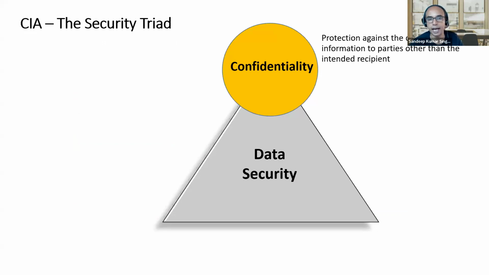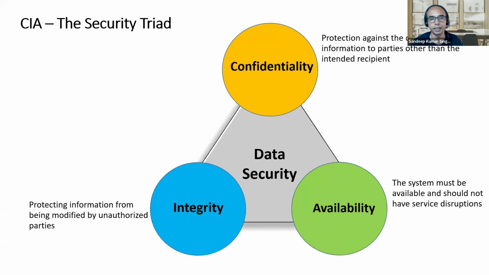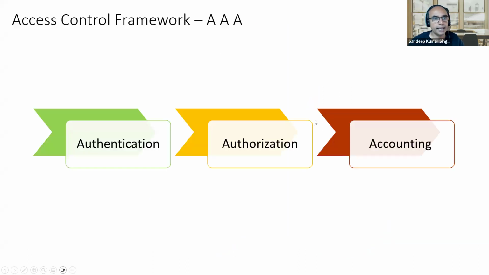CIA, we have spoken so many times, so I'll not go into a lot of detail. Confidentiality is keeping things confidential from access or viewing by unauthorized party. Integrity is keeping data from unauthorized modification. Confidentiality is more of a view or access. Integrity is more about modification, right? Availability is making sure that whatever software system we have built, that is available all the time and it doesn't go down.